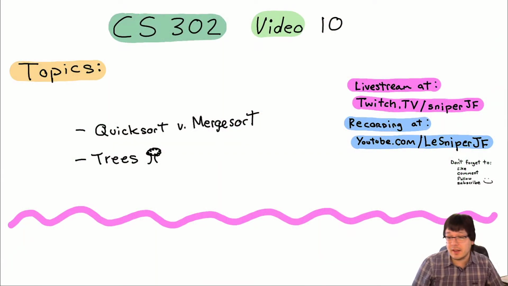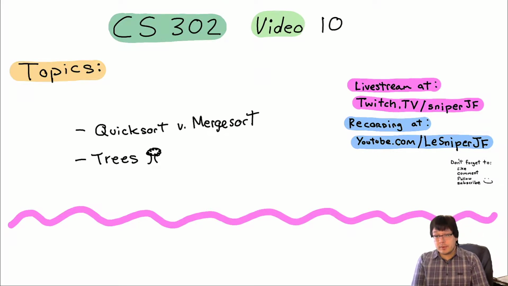Today we are going to begin a new phase of the content of this class because we are going to start talking about trees. However, I would like to wrap up our discussion in sorting by briefly going over the differences between Quicksort and Mergesort, which are the best of the sorting algorithms that we have covered so far.